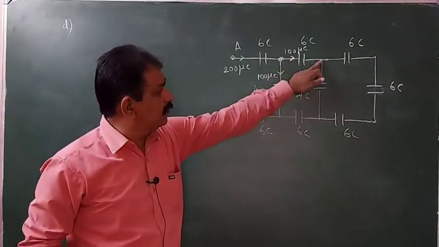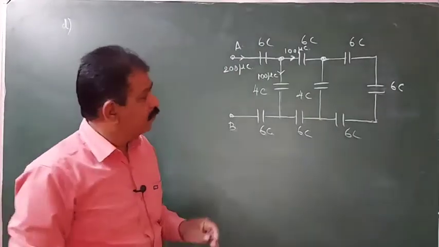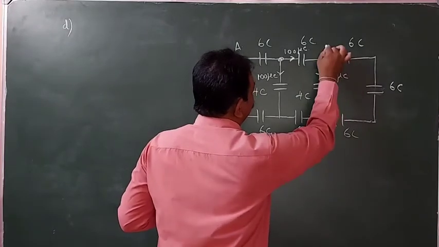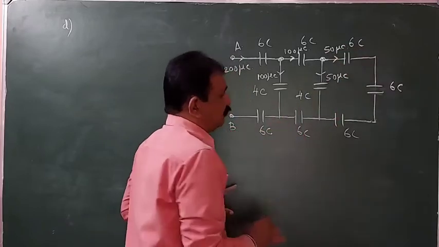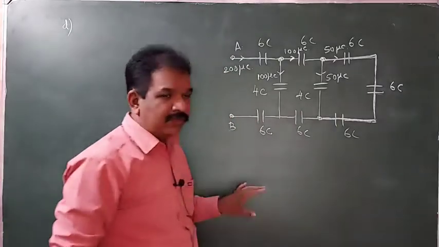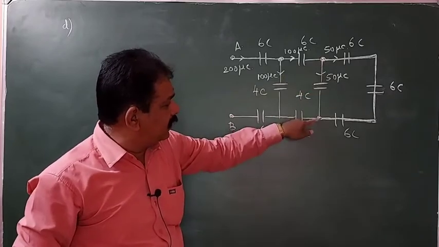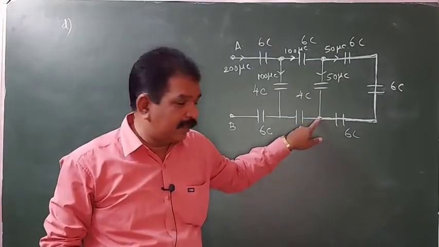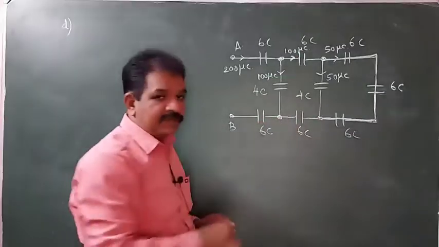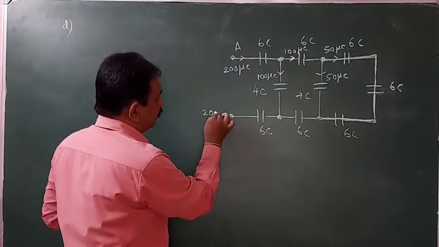So this 100 came to here. Again it finds two paths. This will be one, this will be one. Here 50 microcoulomb, here 50 microcoulomb. The same 50 microcoulomb will come to here. This 50 microcoulomb came to here. This 50 is already there, na? Then how much will it be? 100. This 100 came to here. Already this 100 is reaching. 100, 100 totally 200. Again, how much will it be there?